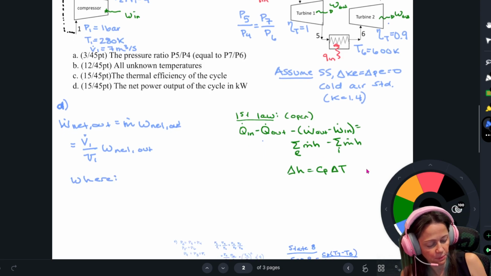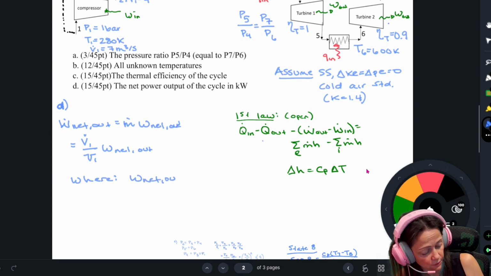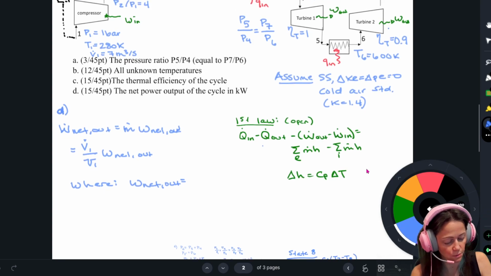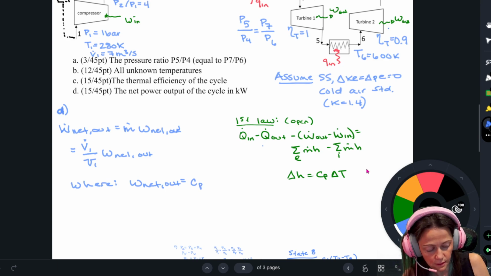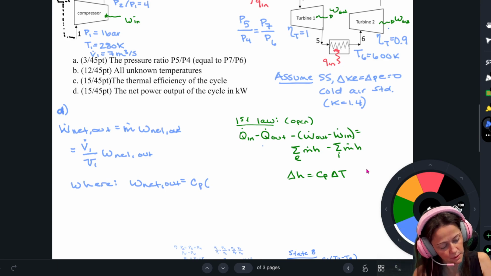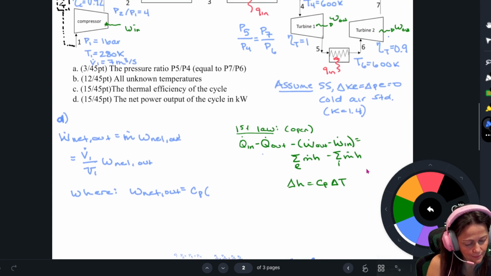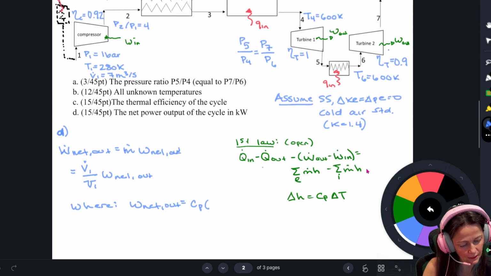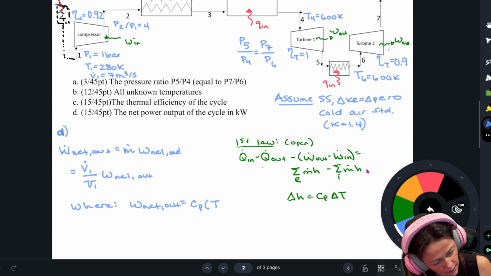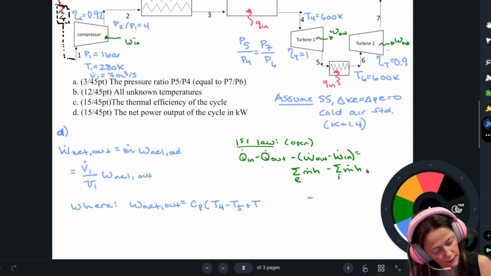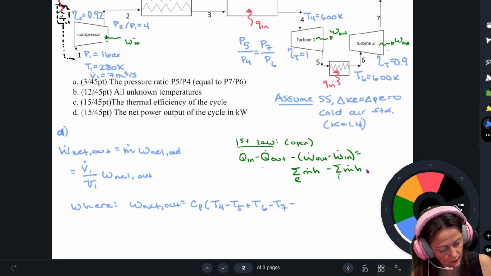And I kind of divided it up. If you got work net out, that was half of the points. Maybe you defined it in part C, that would have been fine too, but your work net out should be Cp, not Cv, Cp times work for the turbines. So T4 minus T5 plus T6 minus T7 minus the work in, T2 minus T1.